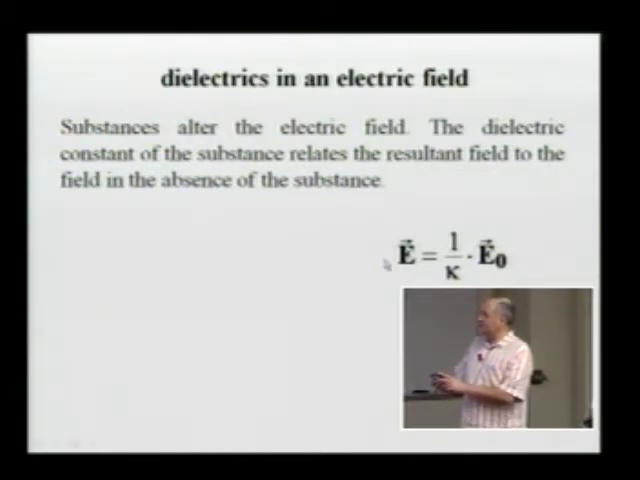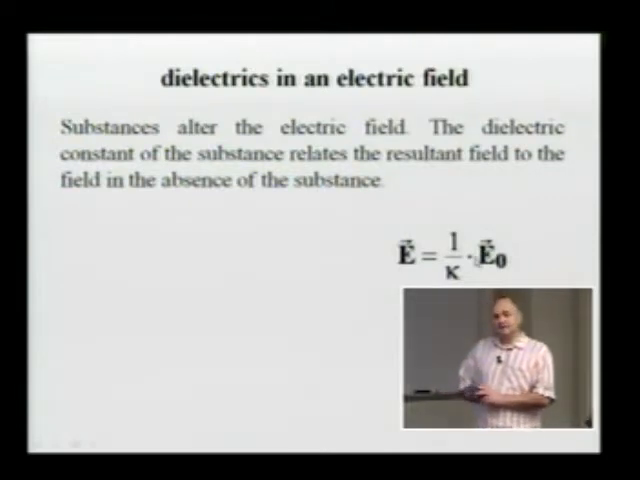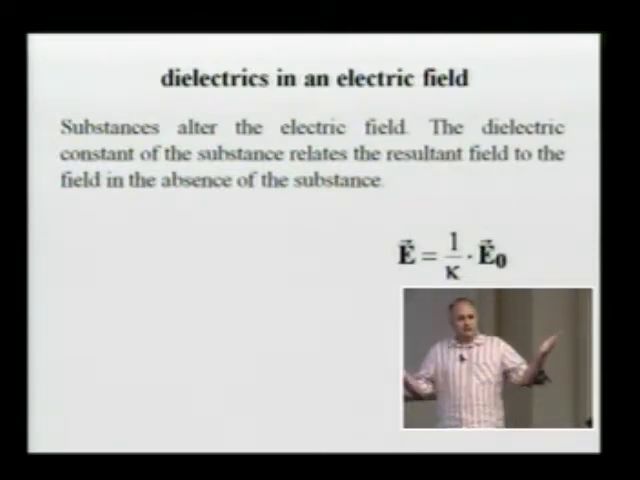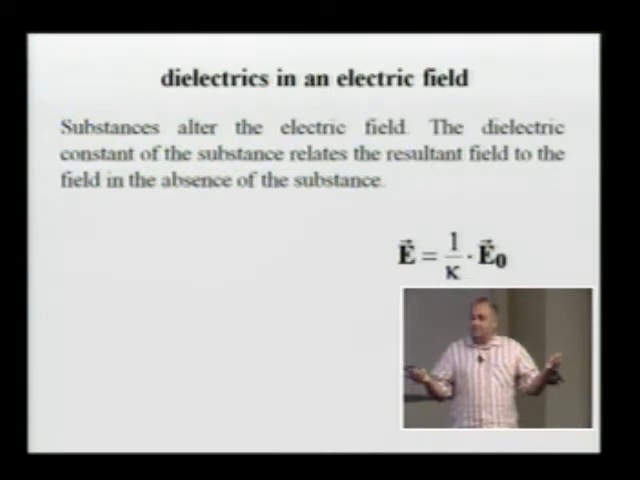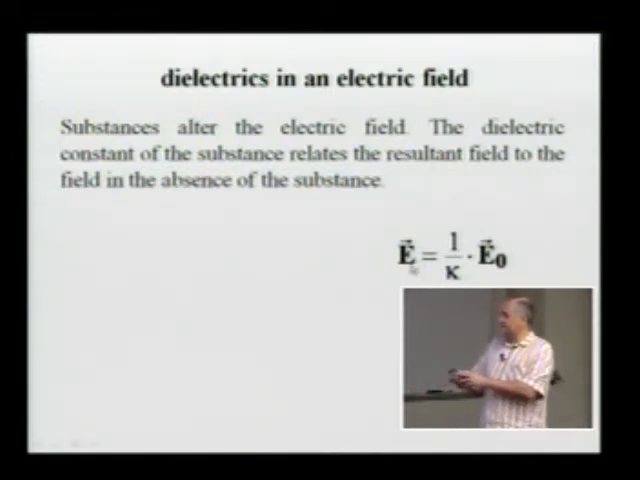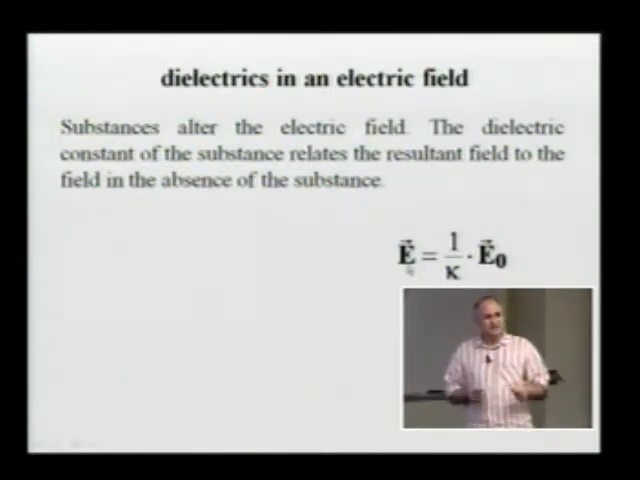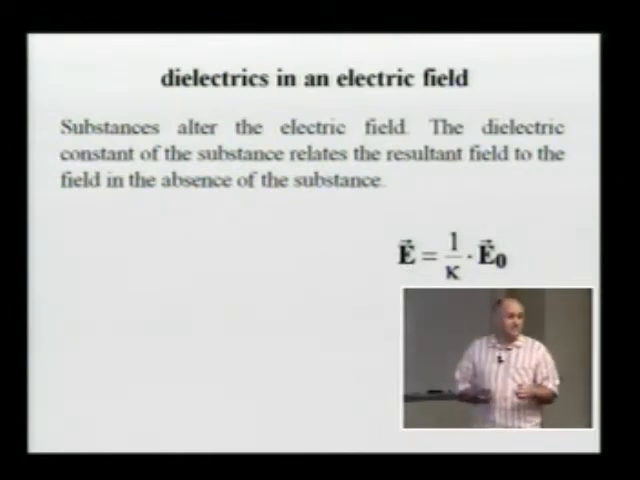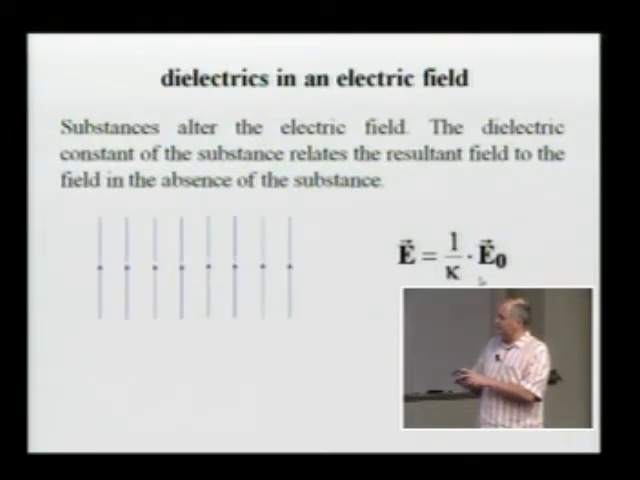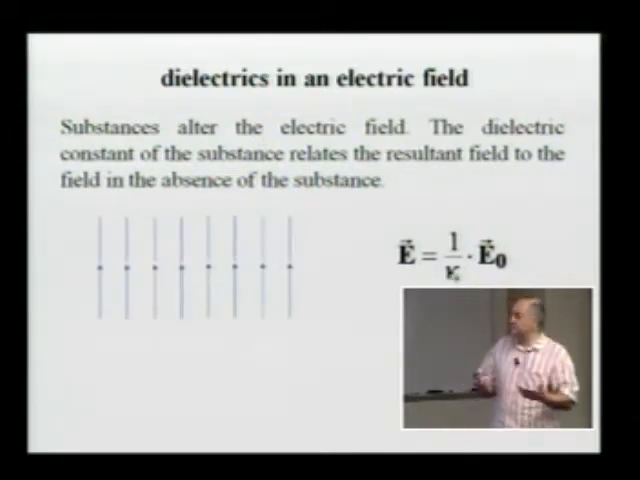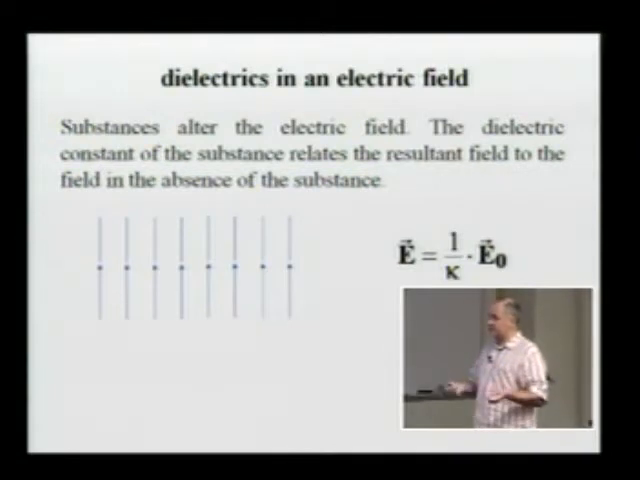In this expression here, E sub 0 is the electric field in vacuum, and E is the electric field when the substance is inserted into that field. In dielectrics, kappa is greater than 1, so the electric field is always weakened.